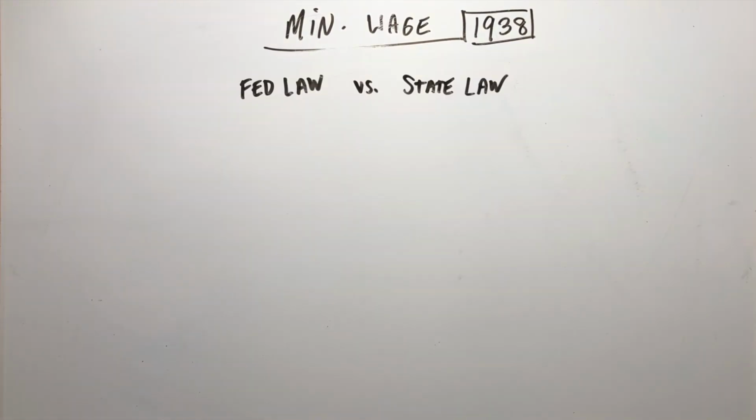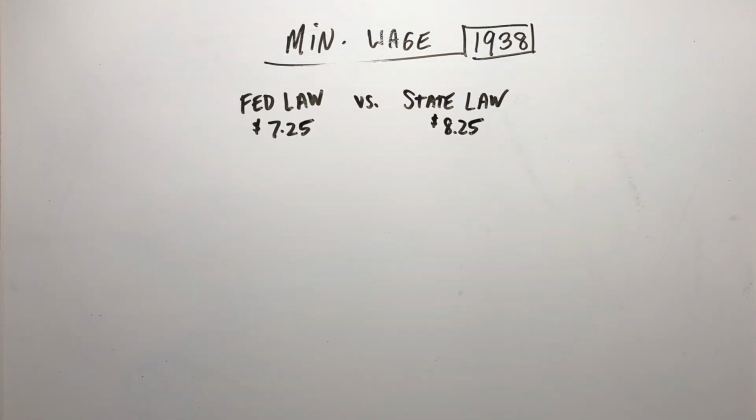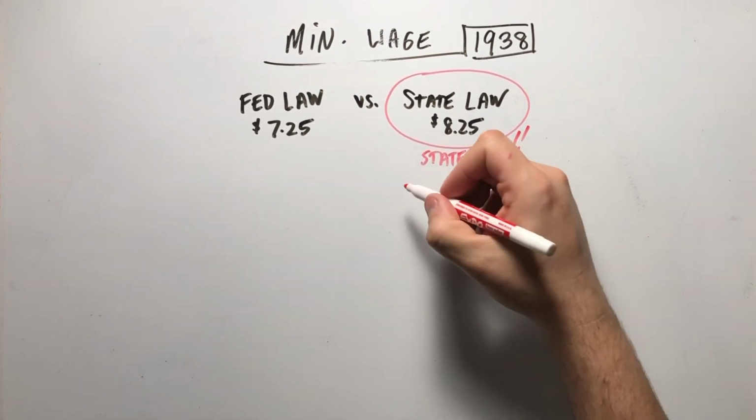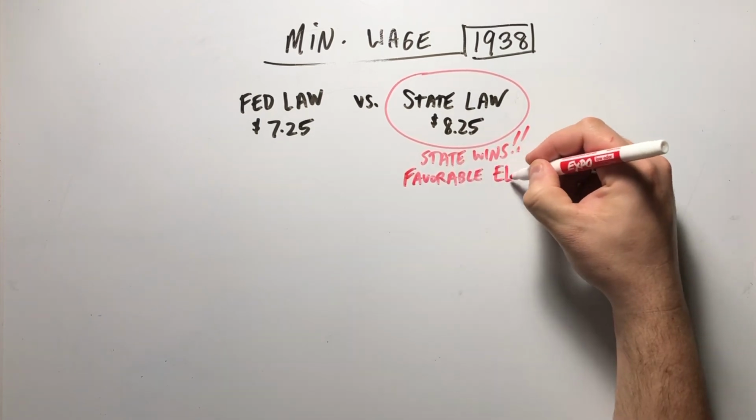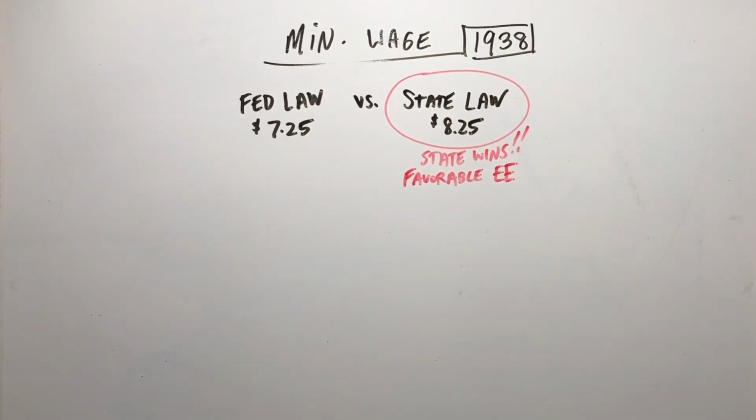Now, we need to have a discussion about federal law versus state law. Federal law has a minimum wage, but many states also have minimum wages. If they're different, for example, if federal law says minimum wage is $7.25, but your state says minimum wage is $8.25, well, then guess what? The state wins. Whatever is more favorable for the employee. Whichever law is more favorable for the employee, that is the law that applies.